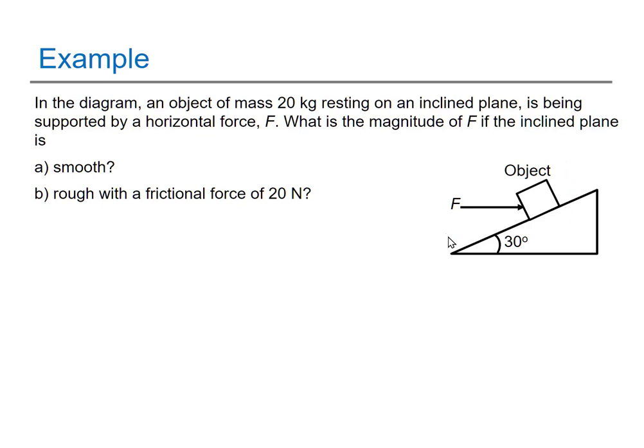In the diagram, you see an object of mass 20 kg resting on an inclined plane. It is supported by a horizontal force F. Now, what is the magnitude of F if part A, the inclined plane is smooth, and part B, the inclined plane is rough with a frictional force of 20 newtons?